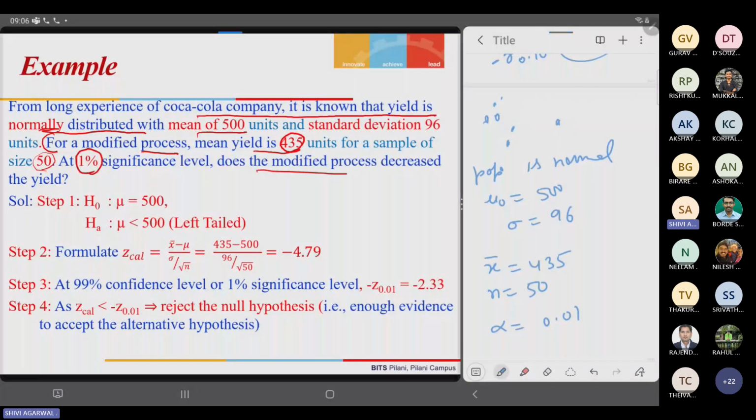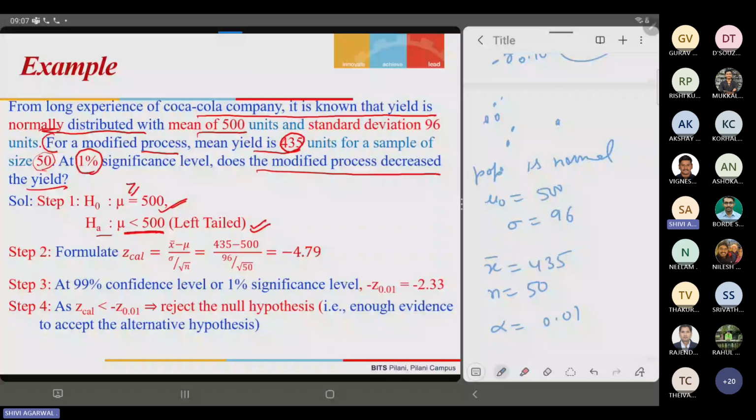So does the modified process decrease the yield? Our new claim is that it decreases the yield. That's why we make HA: mu is less than 500. Initially it was 500, and now with the modified process it is decreased, so we are making a new claim. The opposite of this we can write as greater than, so H naught will be mu is greater than or equal to 500. Correct. And it is a left tailed problem.